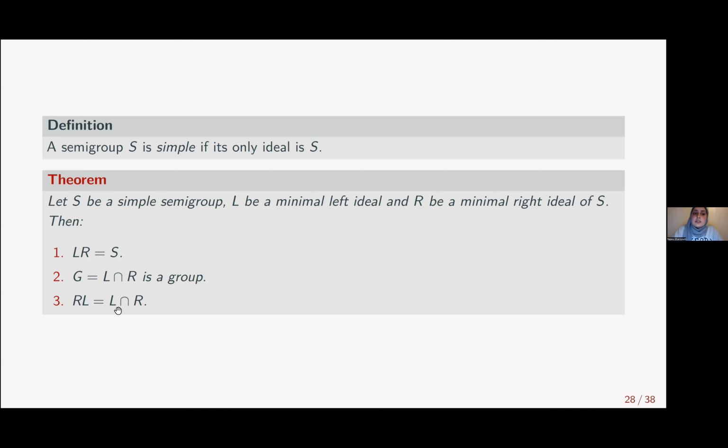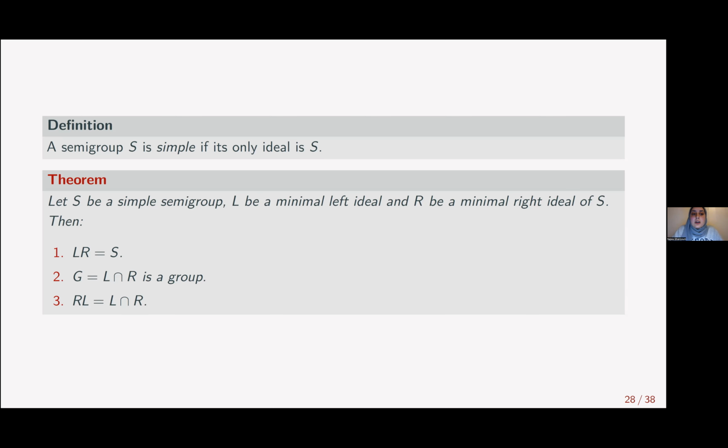And also the intersection is going to be equal to RL. Normally it's not the case. Normally there is an inclusion, but we have equality here because L intersect R is actually a group. This is the reason.